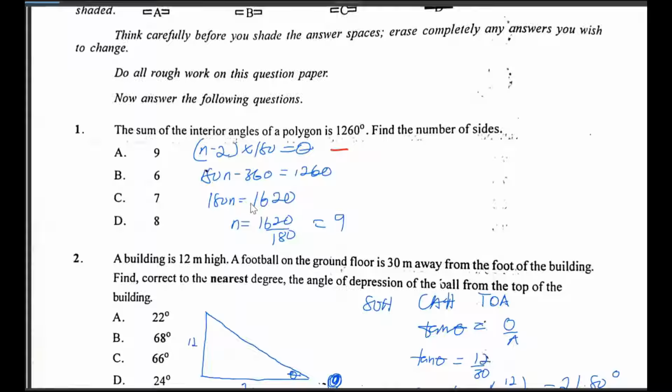Now, if we expand this, we are going to have 180 times n, that is 180n, and then 180 times negative 2, and that is negative 360. And this equals theta. And from the question, theta is 1260. Now we want to make n the subject, and so 180n equals 1620. Then we divide it by 180, and the answer is 9. And so option A is the correct answer.